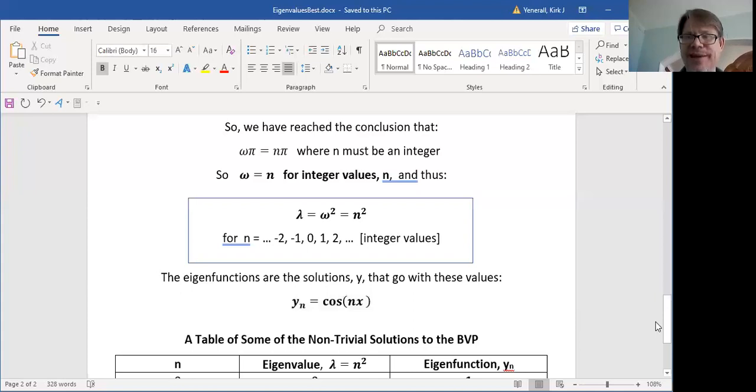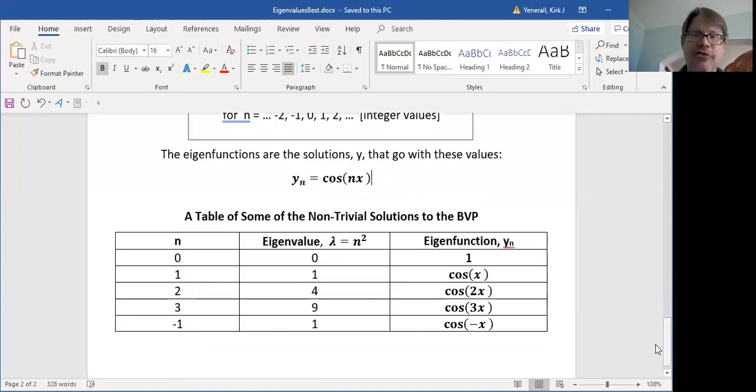Here at the end, I've tabulated a few. There's going to be infinitely many eigenvalues and eigenfunctions, but this is a table of some of them for some integer values. So if n is 0, then lambda, which is n squared, is 0. And the eigenfunction for that would be the cosine of 0x, which is just the cosine of 0, or 1. So we see that we actually do have constants as solutions when lambda is equal to 0.